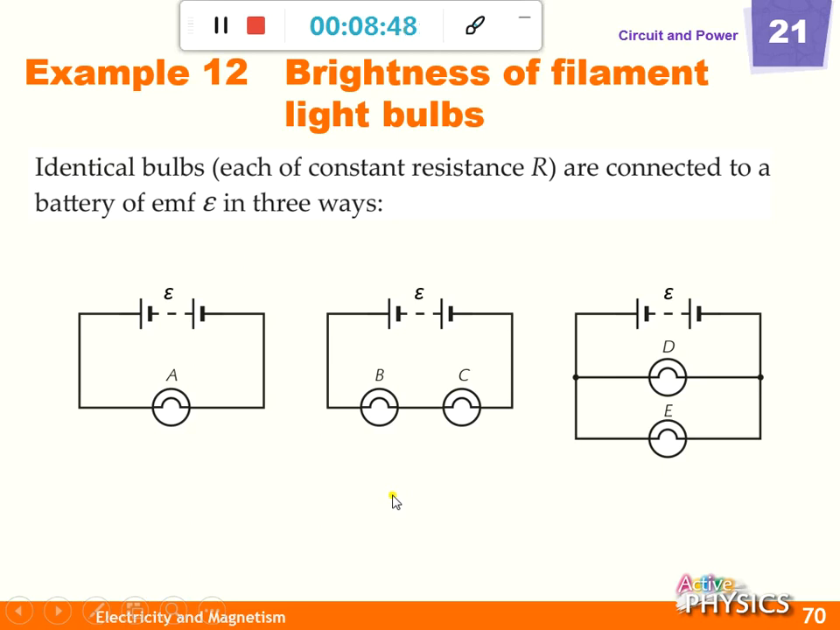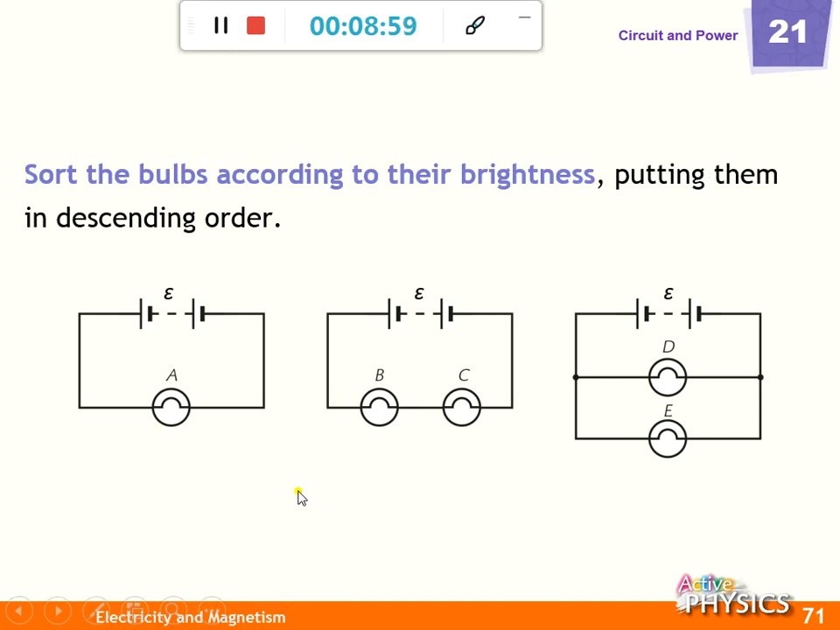Okay, example 12. Brightness of the filament light bulb, 鎢絲燈膽. Here we have three different circuits, three different ways. Sort the bulbs according to their brightness. The brightness means that more light comes out, more energy goes into it. It means that more power is consumed by it. Now, what should we do? Here we have A, B, C, D, E. All of them are identical light bulbs.